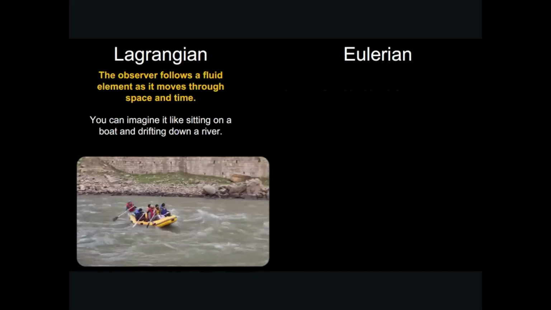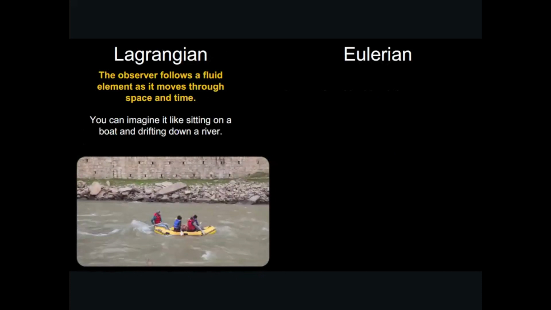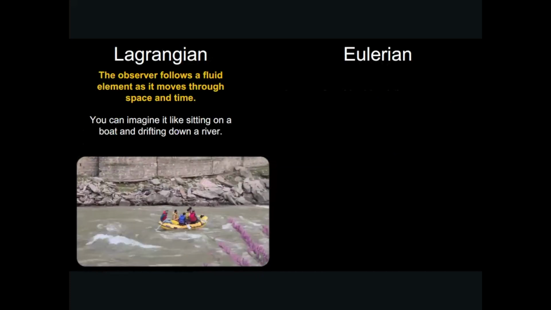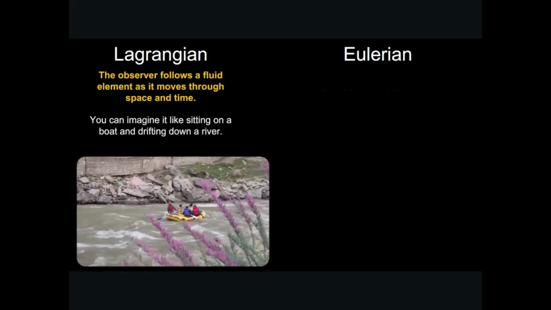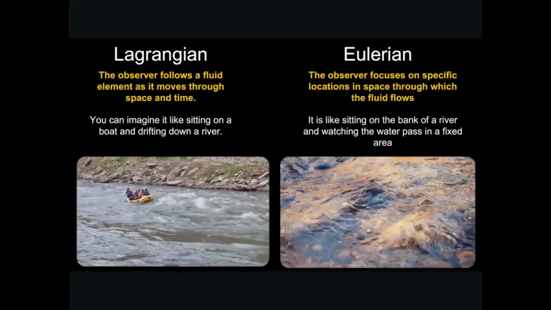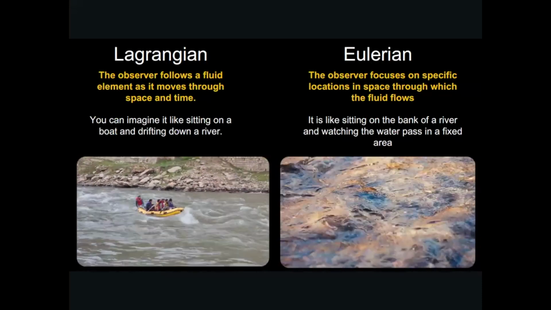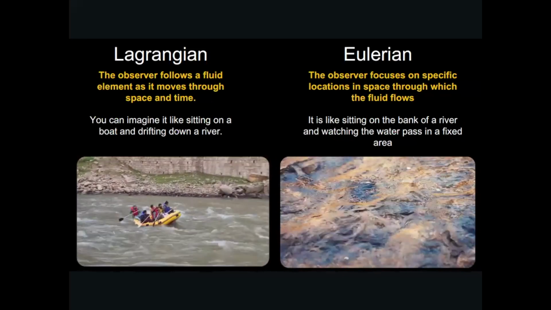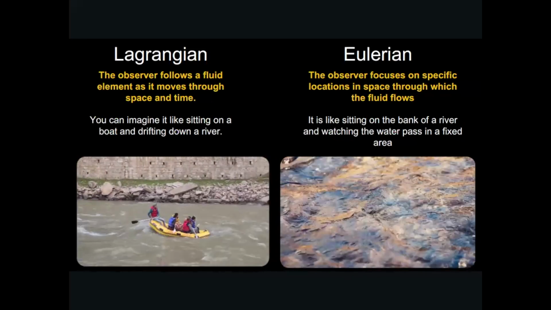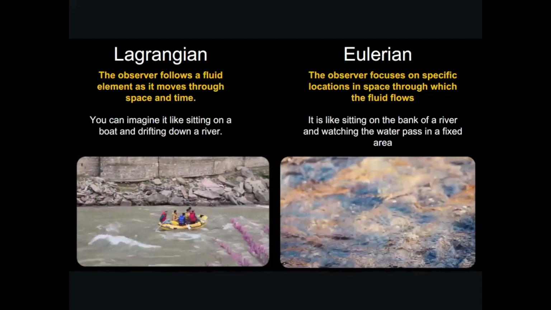In the Lagrangian approach, the observer goes down the river with the flow. The Eulerian approach, instead, is intrinsically based on a fixed domain: you are focused on a specific position, and you watch the fluid passing through, like on the bank of a river, watching the water pass through that position.